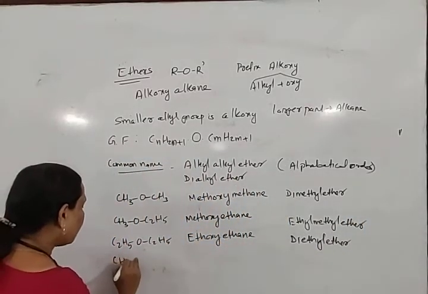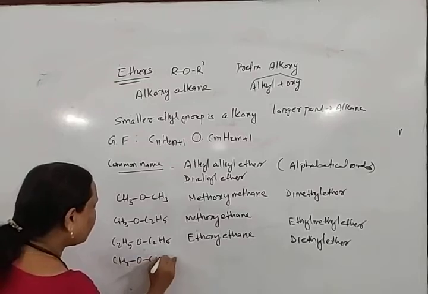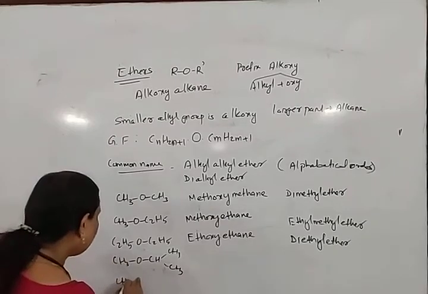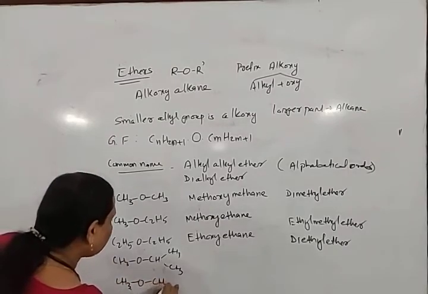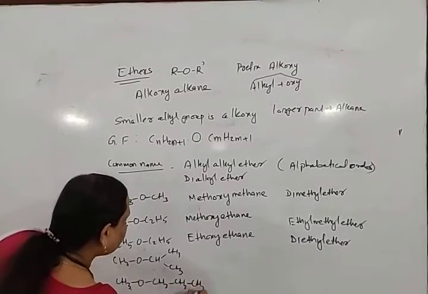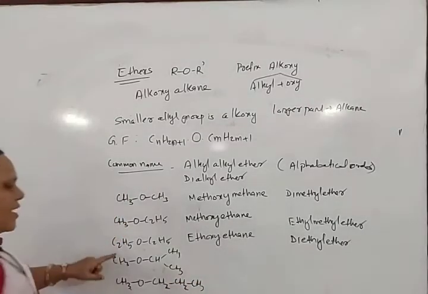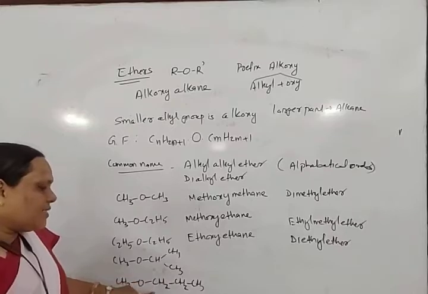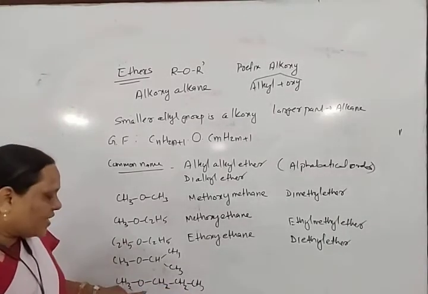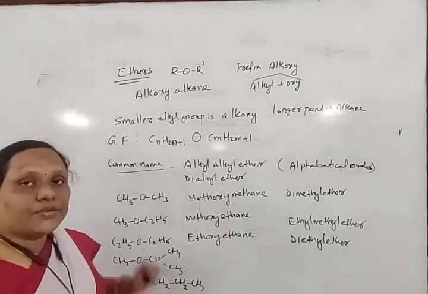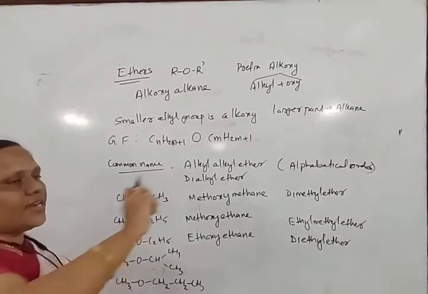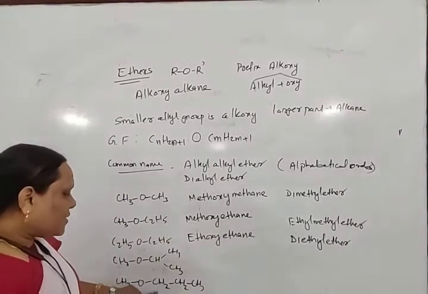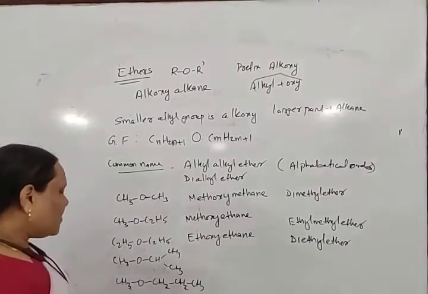Similarly, CH3 and another CH2. Look here, on this side methyl is there, and on this side CH3 is given, and CH2 is given. You know the straight chain alkyl groups are known as N-alkyl groups. So there is CH2, this is the N-propyl group, and this is the CH3 group.